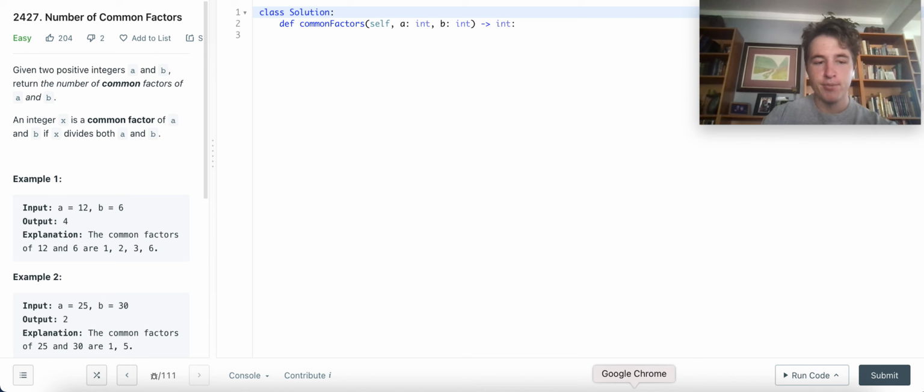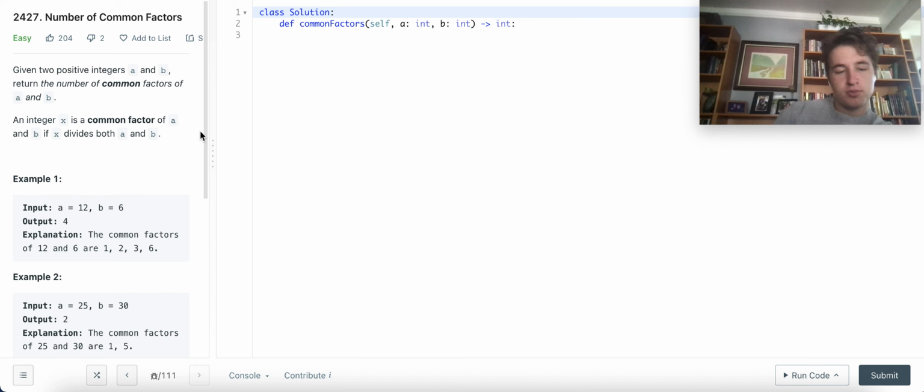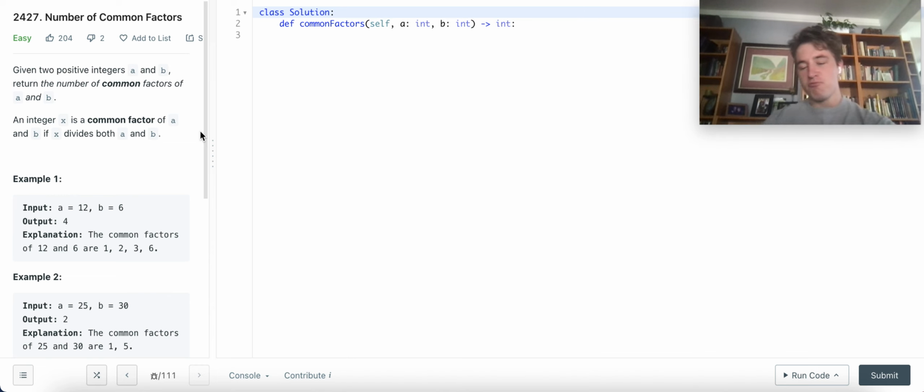Number of common factors, yes. Okay, so I've never looked at this problem before. It's my first time approaching this problem. I decided to do an easy one today because I'm really busy.